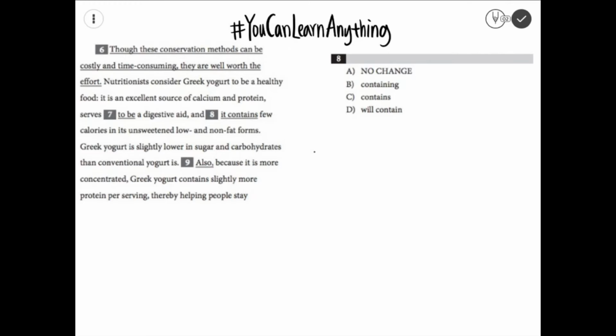And today we're going to talk a little bit about a concept called parallelism. P-A-R-A-L-L-E-L-I-S-M. We're looking specifically at number 8 here, which has to do with this specific phrase. But let's go ahead and look at the entire sentence to know where we're going from. It reads, nutritionists consider Greek yogurt to be a healthy food, because it is an excellent source of calcium and protein, serves to be a digestive acid, and it contains few calories in its unsweetened, low and non-fat forms.